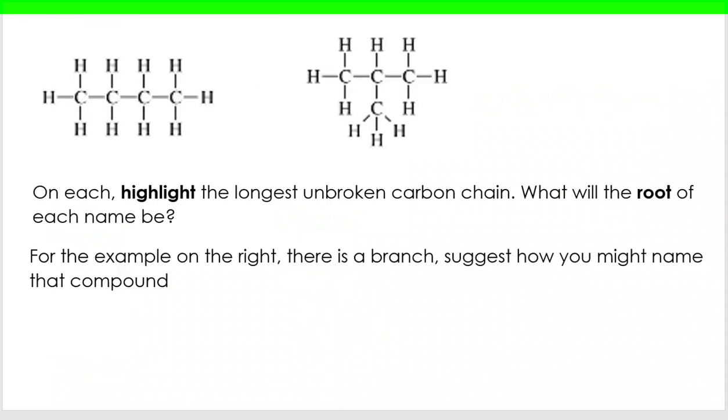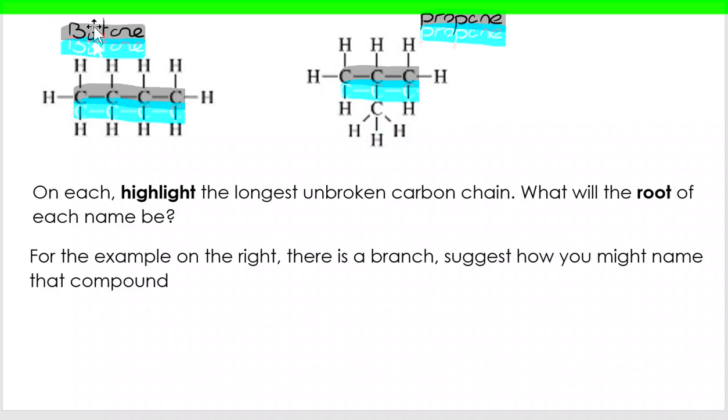So now let's start to take a look at how we're going to name these. On each, highlight the longest unbroken carbon chain. What will the root of each name be? And then let's have a think about how we could change the naming for the one on the right. My longest unbroken chain on the left is 4 and on the right it's 3. That 3 could have gone across and down, or from there and back and down, but it's still 3 in a row. So my name on the left is going to be based on butane, but this one is going to be based on propane.